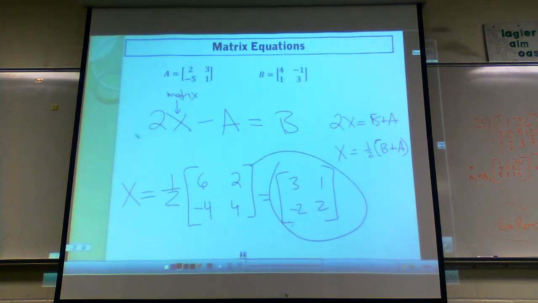So guys, if you see equations this way, this is the one where your answer needs to be a matrix. Okay, because A and B are matrices, if you've got the variable sitting there, that means your answer is going to be a matrix. All right? So that's one way you'll be doing equation stuff and solving for variables.